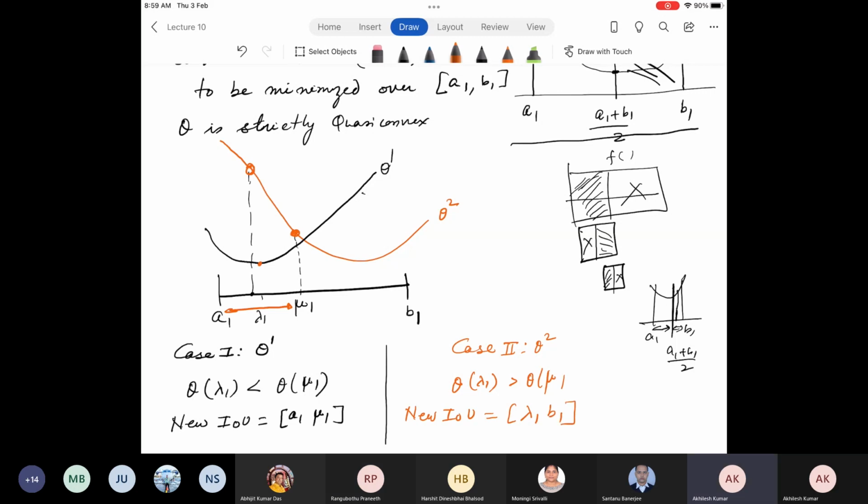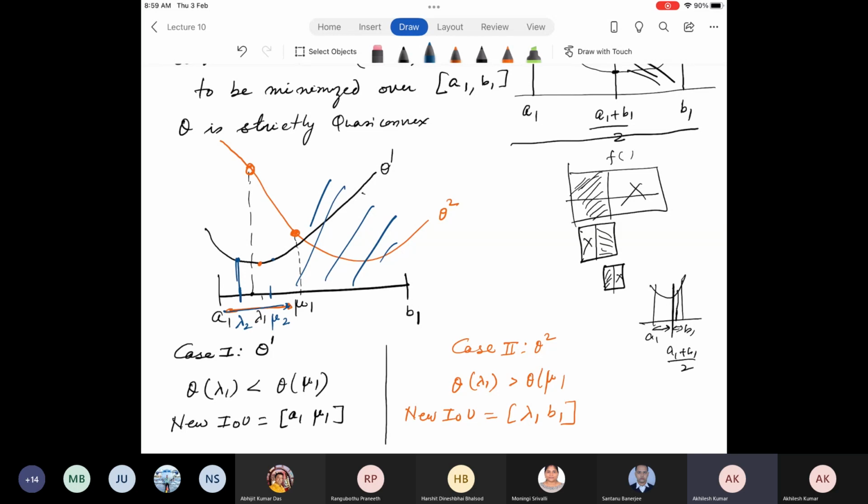Now, next time what we will do, suppose case 1 happens. So this is my interval of uncertainty. Again, I will put lambda 1 and mu1, lambda 2 and mu2. That is my next iteration. Again, I will do the evaluation, check the conditions, and keep ignoring. Like in this case, when I said A1 to mu1, I have ignored this part. I concentrated my search in this one.